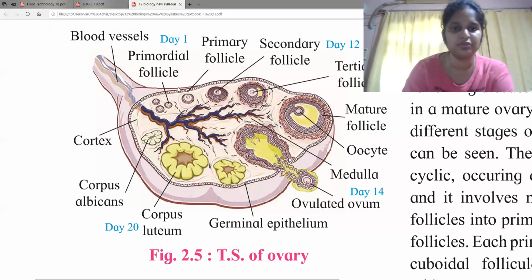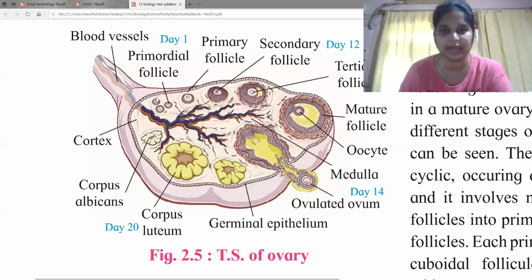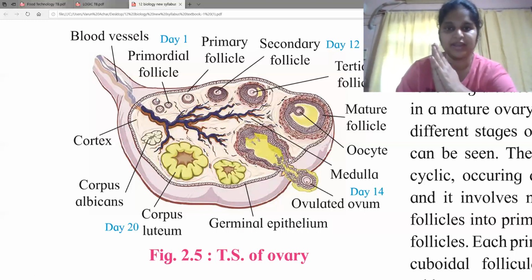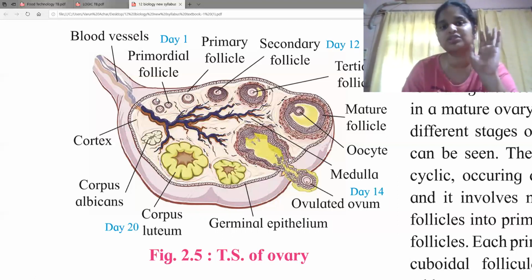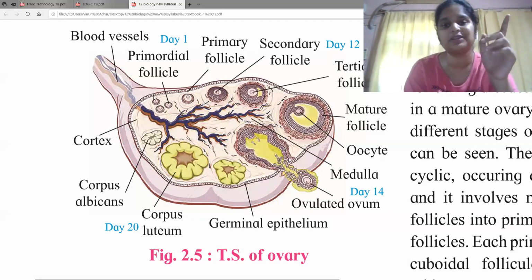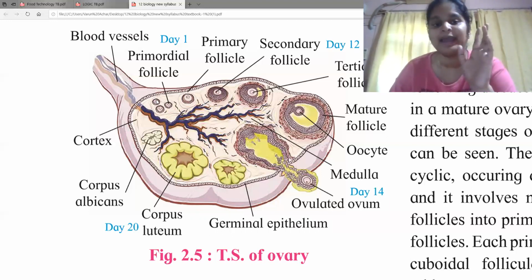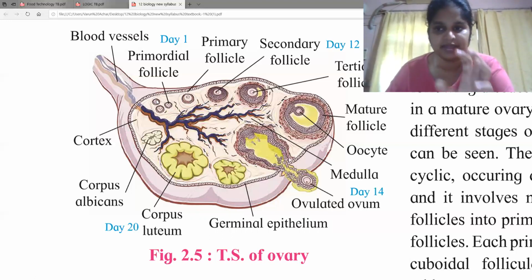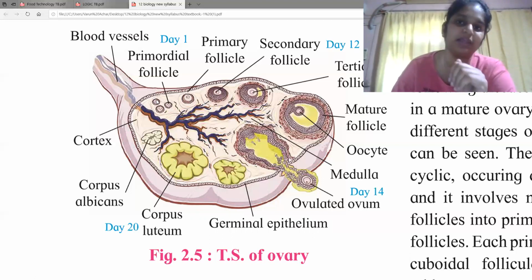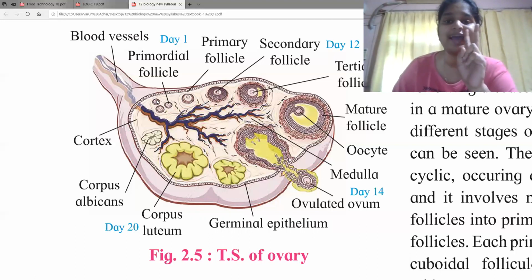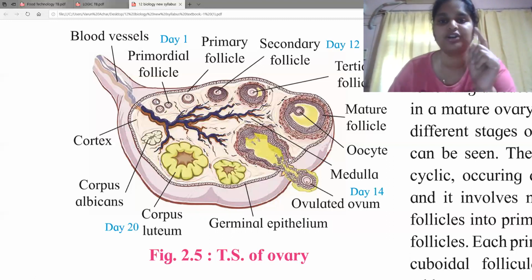Now, what happens is these germinal epithelial cells get converted into primordial follicles when the female is in the fetal stage. That means when she is developing in her mother's uterus, at that time itself in her ovary these germinal epithelial cells are going to get converted into primordial follicles. When the female is in the fetal stage, inside the mother's womb, the ovary of the unborn female baby will have 2 million primordial follicles.